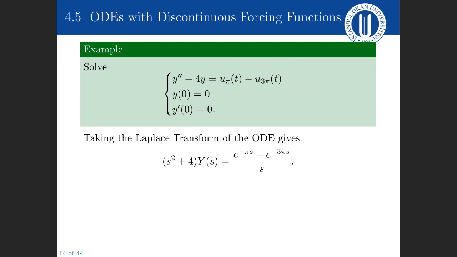So what do we do? We start by taking the Laplace transform of the differential equation. Because the initial conditions are just 0, the left-hand side is just (s squared plus 4) capital Y. And on the right side, we get (e to the power minus pi s minus e to the power minus 3 pi s) divided by s. Divide both sides by s squared plus 4 to get our formula for capital Y.